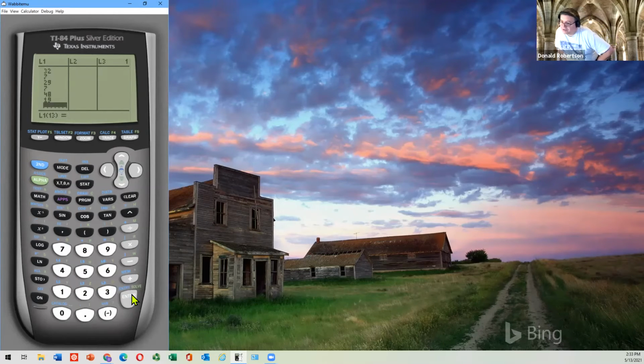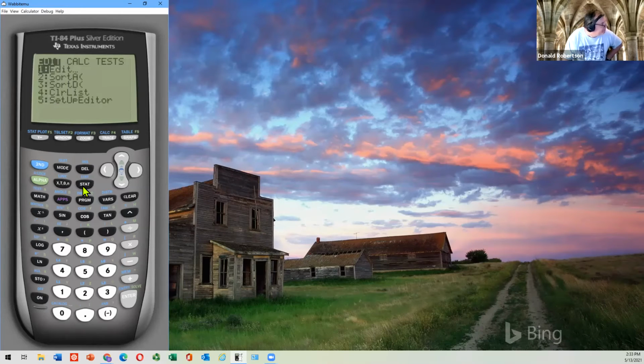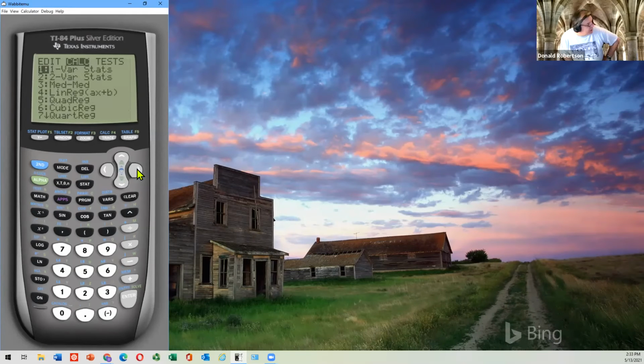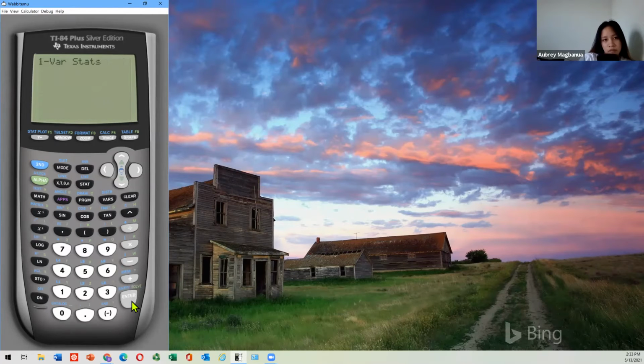So you type in your data. Next, hit the start button again. Can anybody remember where I go next? Calc. So you scroll over to calc and option 1. So press enter. Can you remember how you get the L1? What were the 2 buttons you press to get L1?